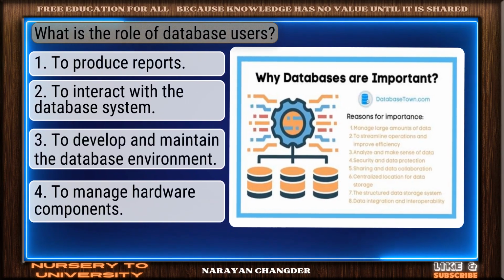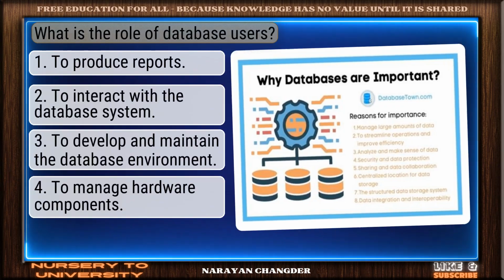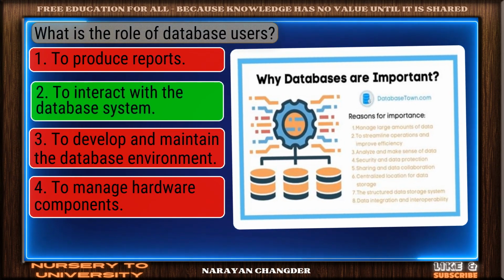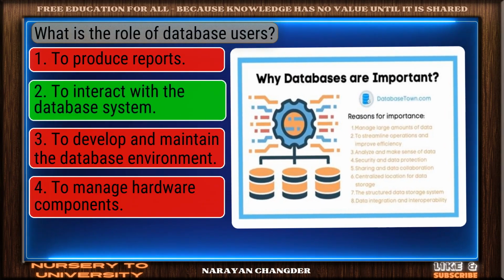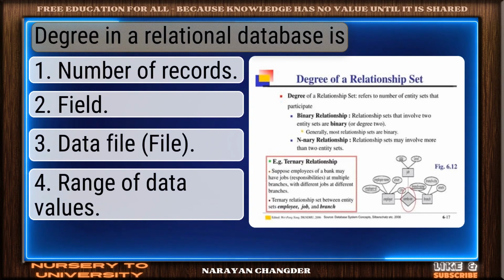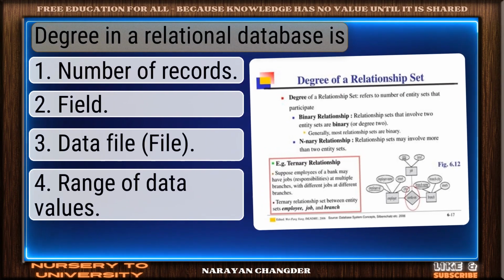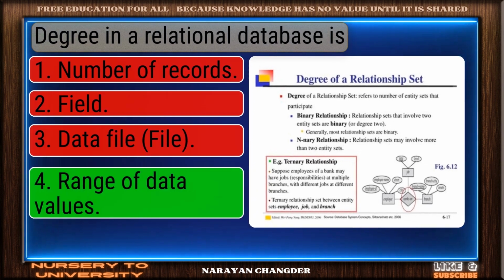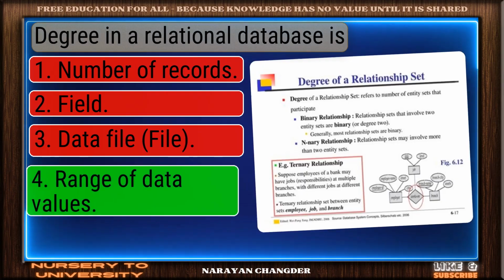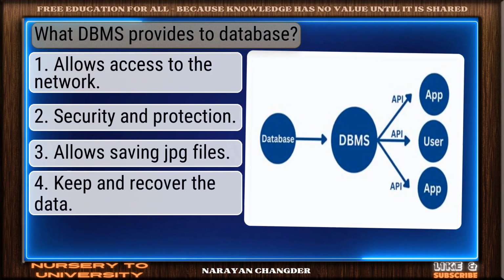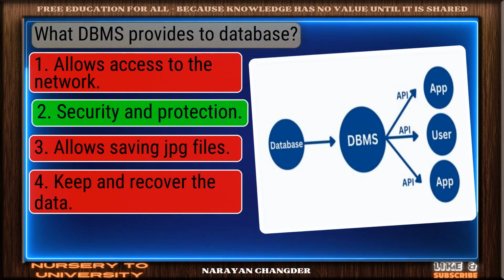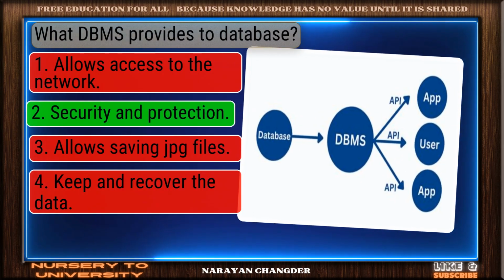Question number 69. What is the role of database users? Great job. To interact with the database system is the accurate answer. Question number 70. Degree in a relational database is. You're right. Range of data values is the correct answer. Question number 71. What DBMS provides to database? You chose security and protection, and it is correct.